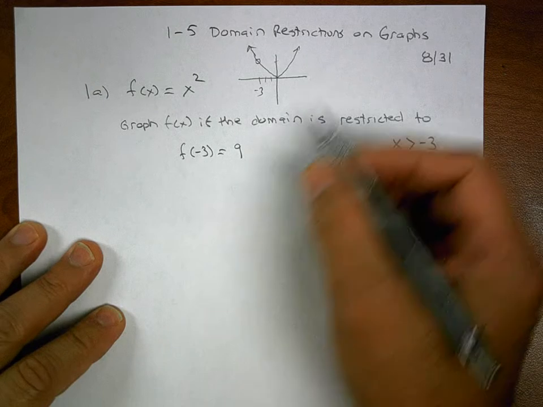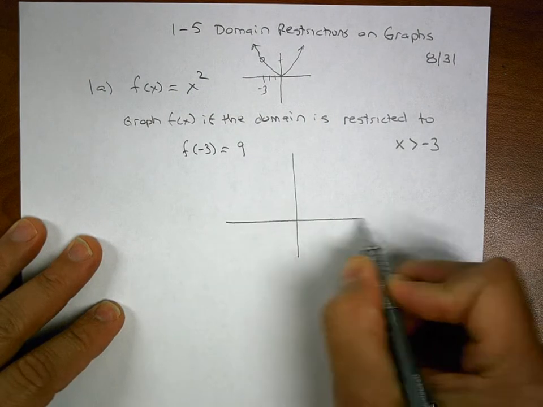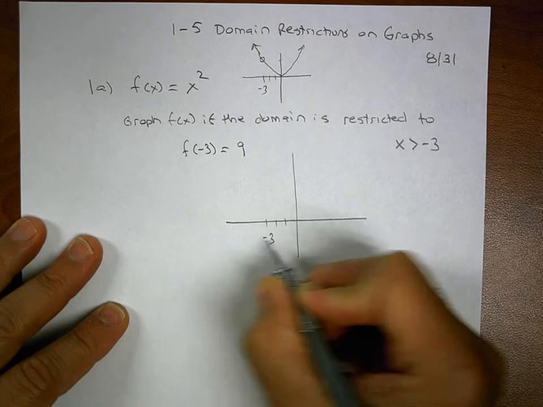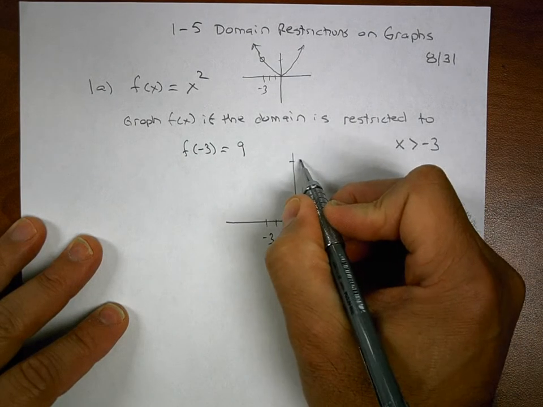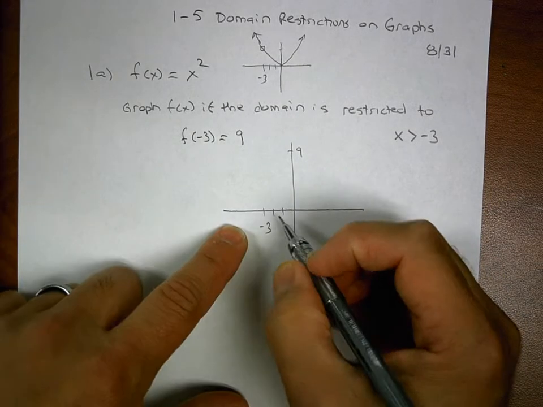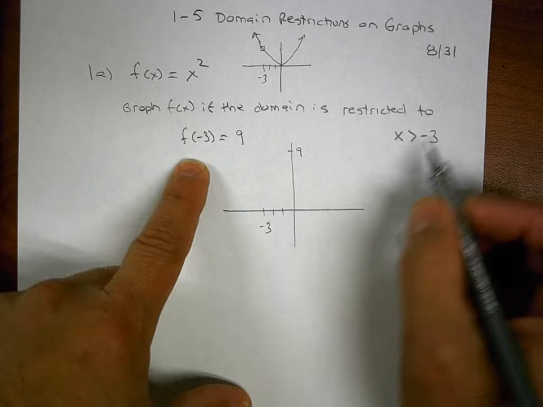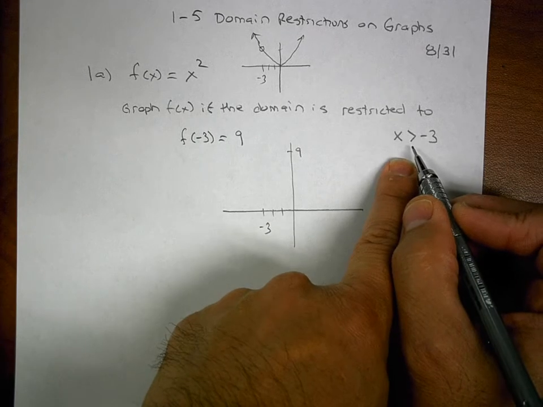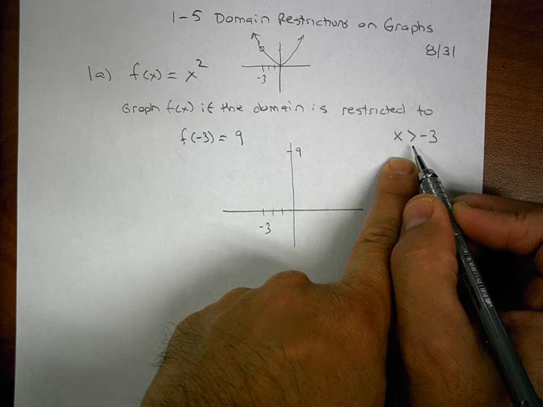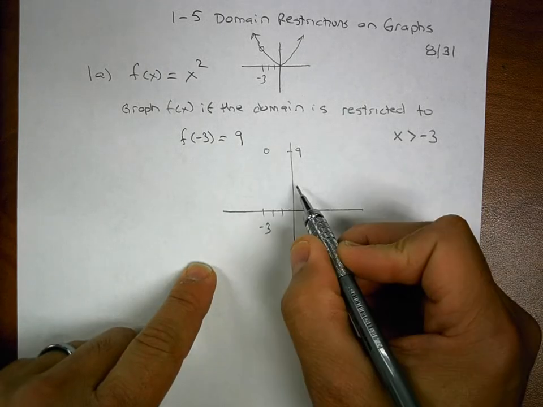All right, so let's go ahead and graph this piecewise. So let's draw this. All right, so -1, -2, -3. And I'm going to put 9 up there. Okay, so -3, 9. And I just want it when it's just greater than. So there's no equal sign, so it's just greater than. So I put an open circle at -3, 9. There we go.